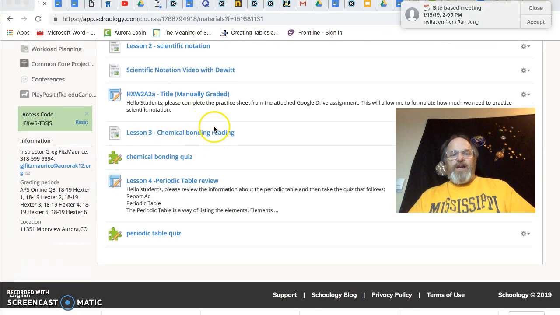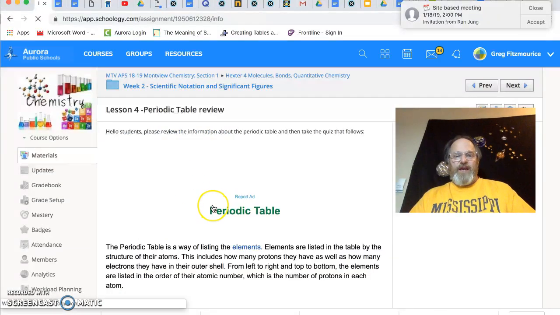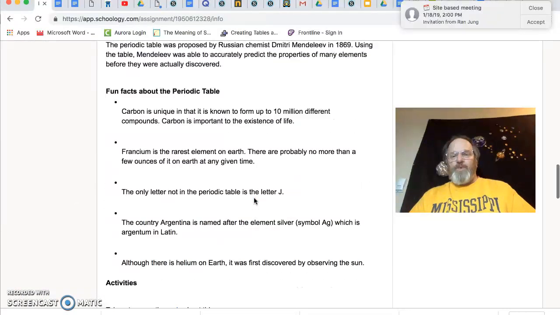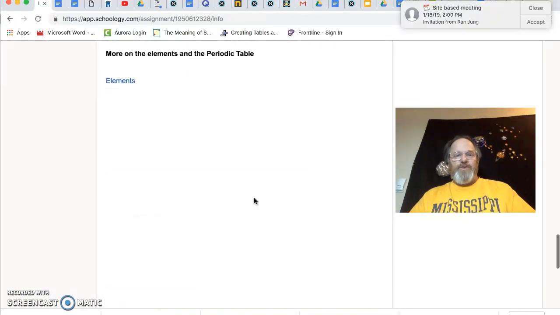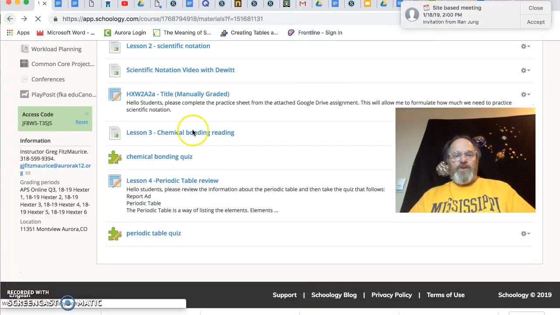Then we're getting back into some of the meat of chemistry. There's some chemical bonding reading. There's a short quiz on it, and there's a periodic table review. Okay, once you click on that, in fact, you could use this periodic table that's in this assignment to help you with the discussion post. Okay, so quick periodic table reading. There wasn't much to it, and a short quiz.